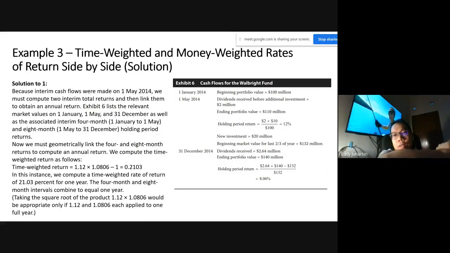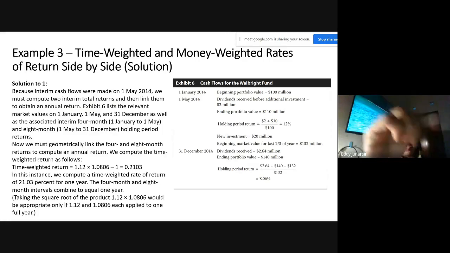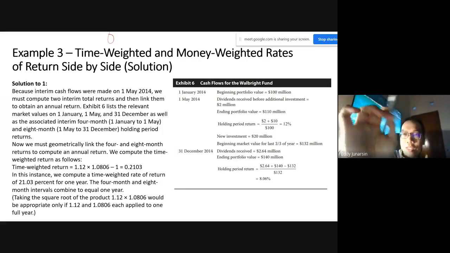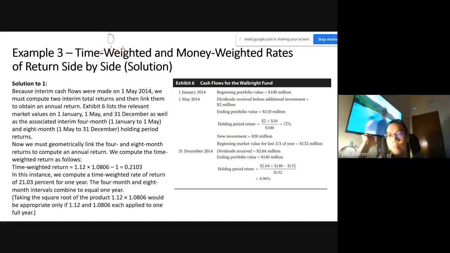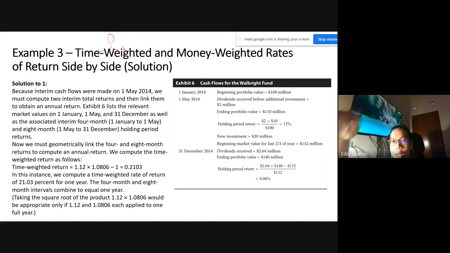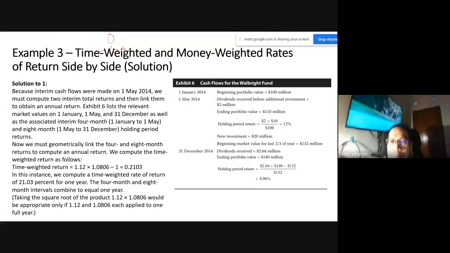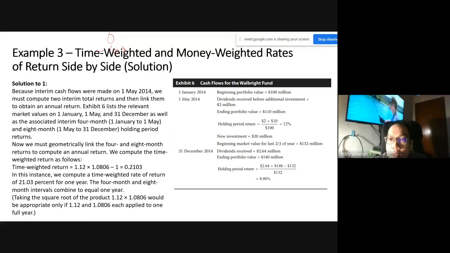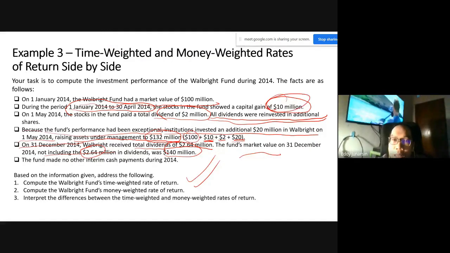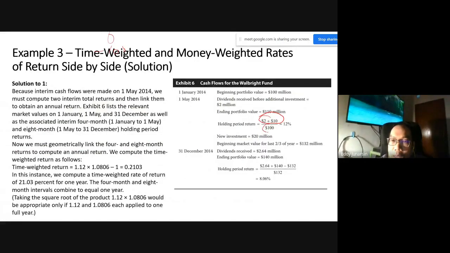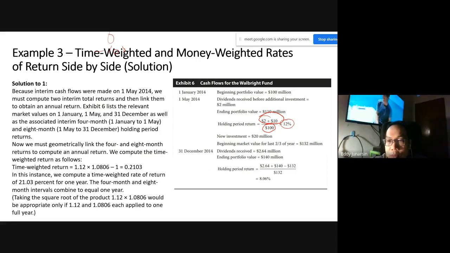So the beginning of the year is year 0. The investor invested 100. So we started 2014 with 100 million. For the first 4 months, how much again did they make from the story? 10 and 2, right? 10 and 2 divided by the initial investment. So for the first 4 months, the return was 12%.